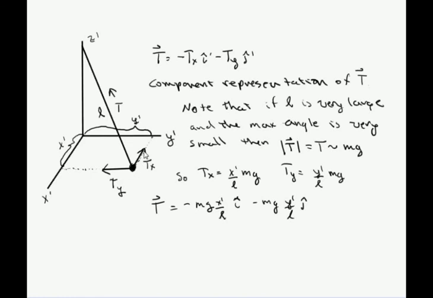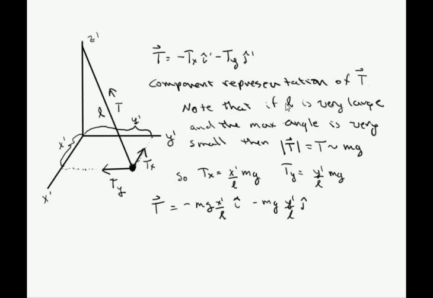always bringing the pendulum bob back in the direction of the origin, right? Tx is pushing back towards the y-axis, Ty is pushing back towards the x-axis. And so the tension is minus Tx, which is the x component, i hat prime, minus Ty, j hat prime. That's a component representation of T.